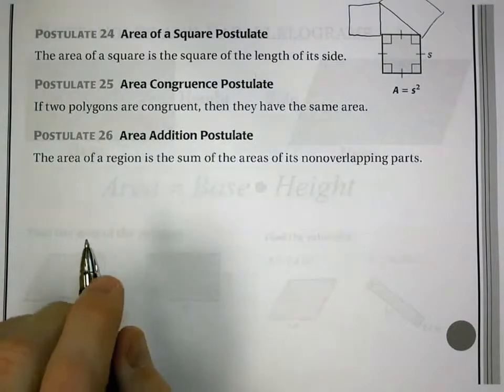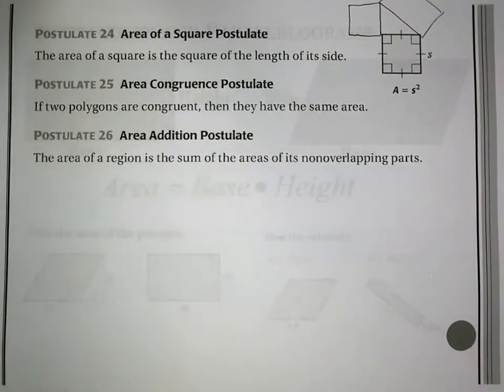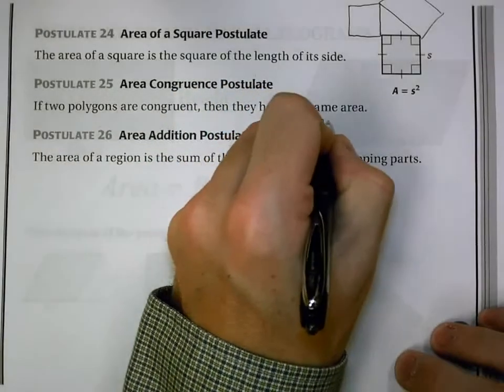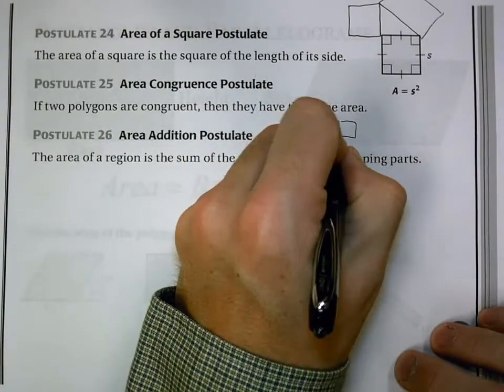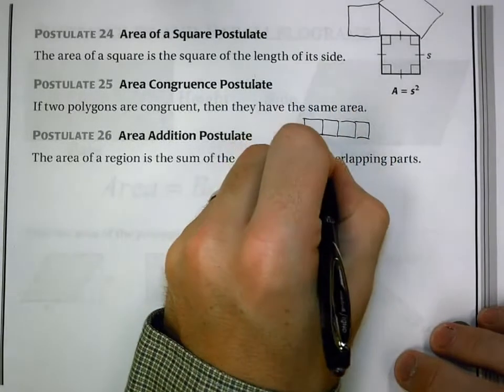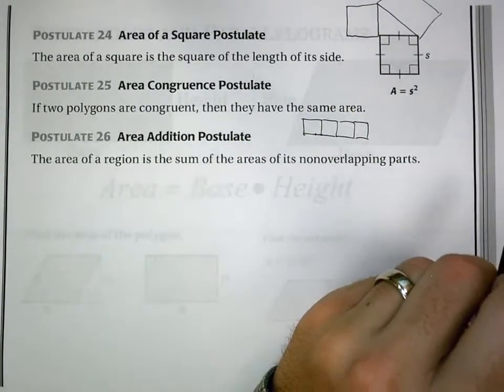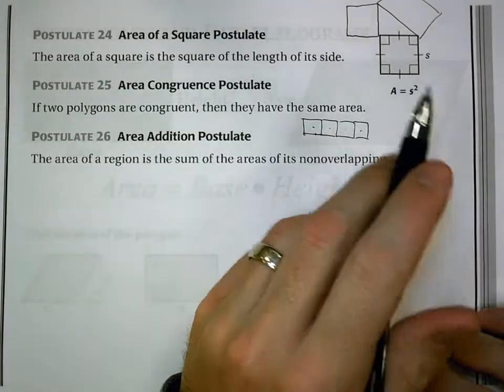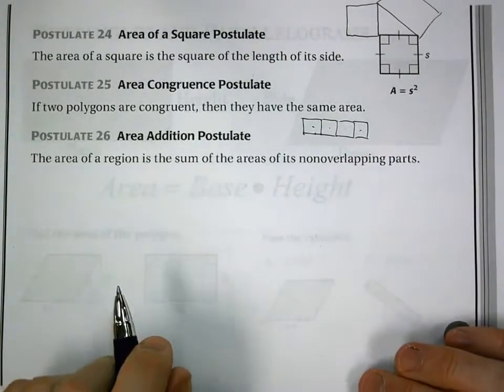Postulate 25 says the area congruence postulate. If two polygons are congruent, then they have the same area. So if we have congruent shapes, areas will be the same. We could apply this, maybe it's a problem where we're looking at floor tiles. And if we know the area of one of them, and all the tiles are the same, then we could just take those areas, add them all together, or even multiply in that sense.